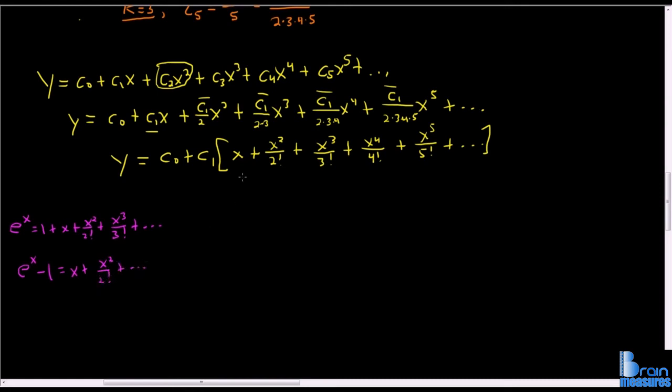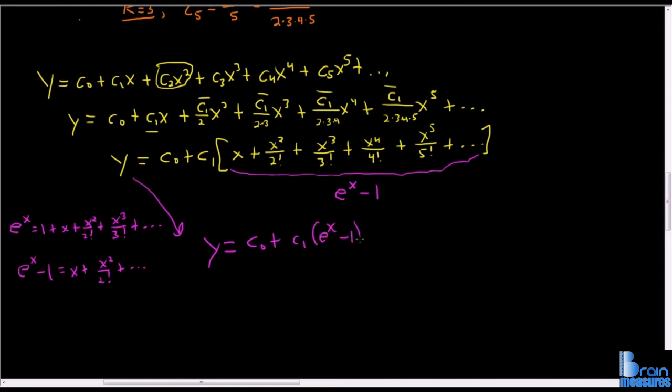Why did I subtract 1? Well, this almost looks like e to the x. It's just missing the 1. So all of this is just e to the x minus 1. So we end up with y equals c sub 0 plus c sub 1 times e to the x minus 1. Let's keep going. So y equals c sub 0 plus c sub 1 e to the x minus c sub 1. You can write this as follows.